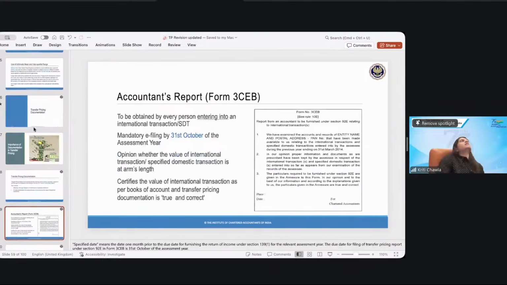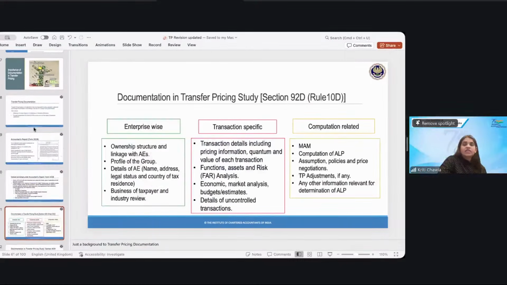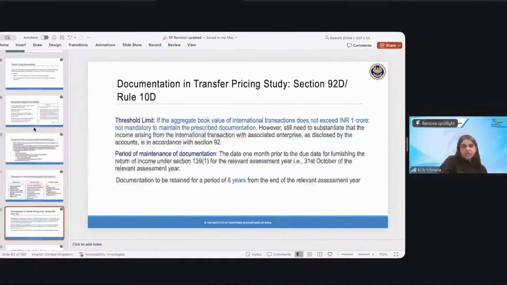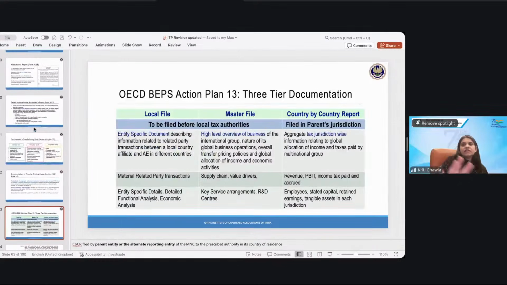You have to remember that there is something called Form 3CEB, which is mandatory to be filed. Then there is TP study, which is to be maintained. And this is all the information that goes in the TP study. And then there is the 3-tier documentation structure, which is provided by the OECD.